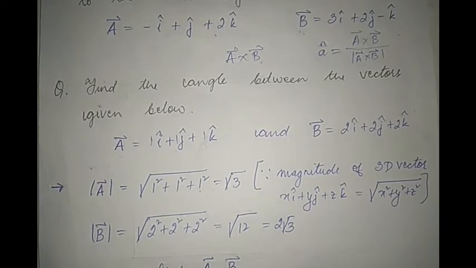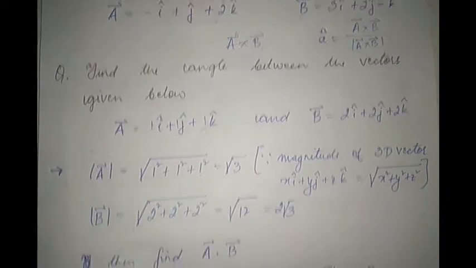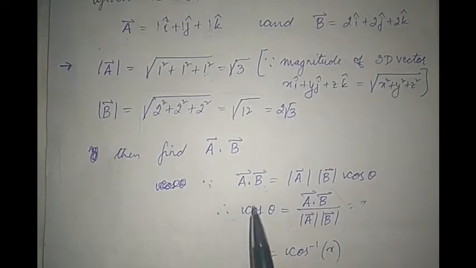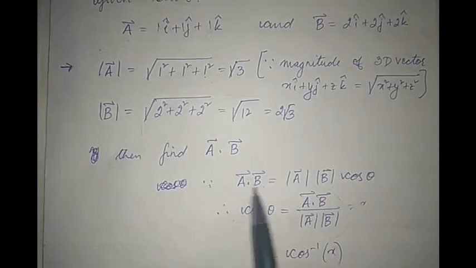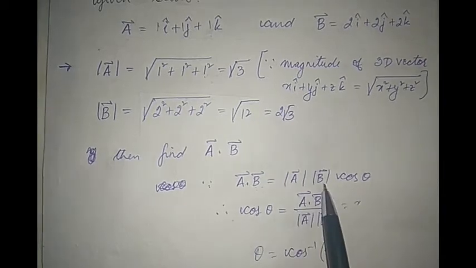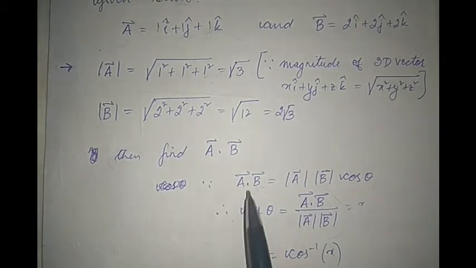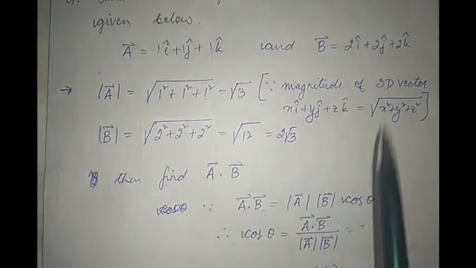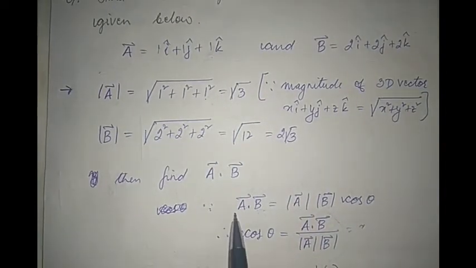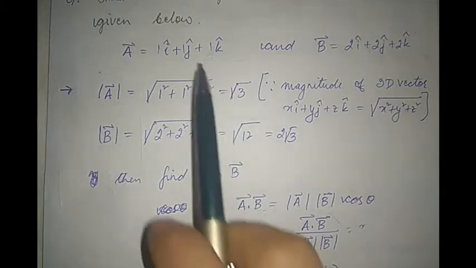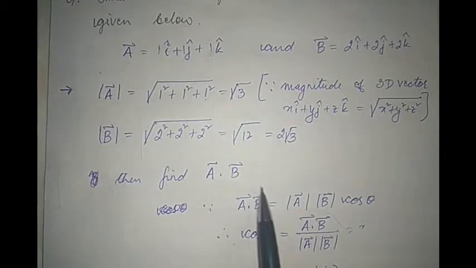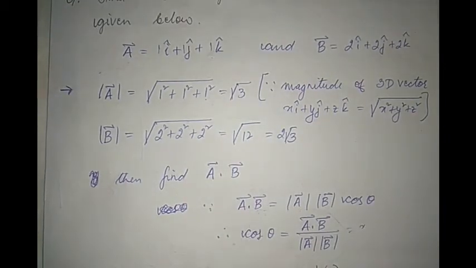In order to find the angle between the two vectors given, we find the dot product. A dot B, we know, is magnitude of A, magnitude of B, cos theta. Both vector A and vector B are given, so I can find the left hand side. I find the dot product between these two vectors, I will get a scalar, so that is my left hand side complete.